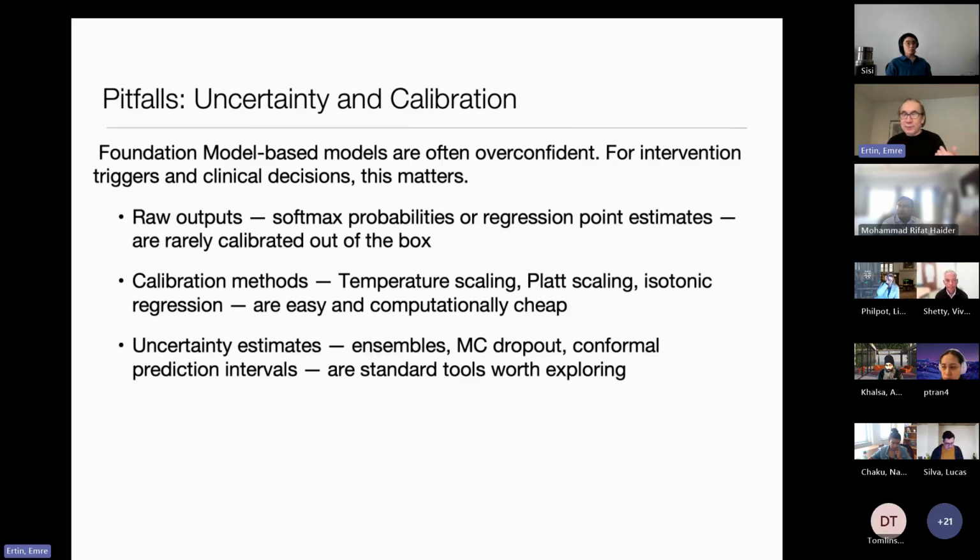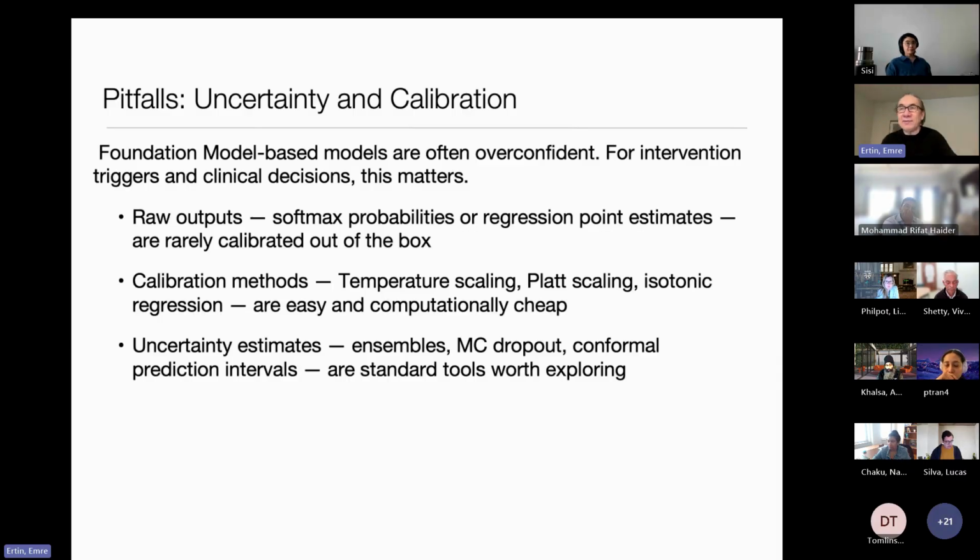So one has to be aware of that fact, and make sure that they calibrate, even if it's simple methods of temperature scaling, isotonic regression, which are easy and computationally cheap. We need to calibrate our measures so that we can use them as soft measures.